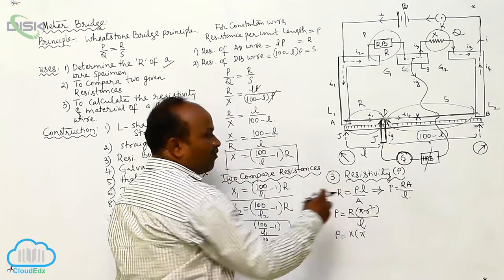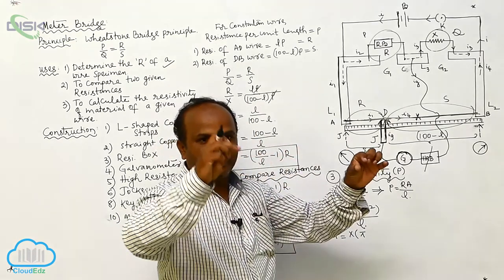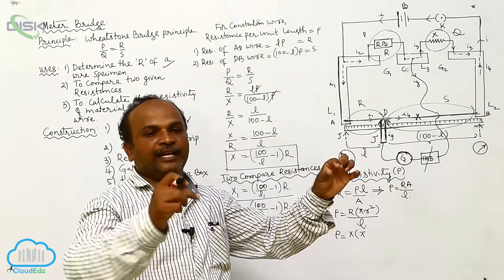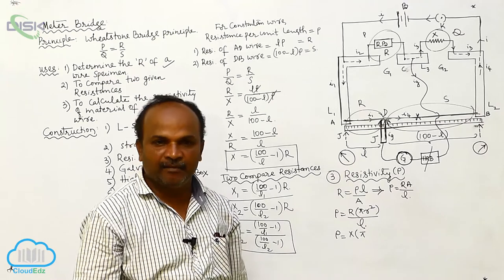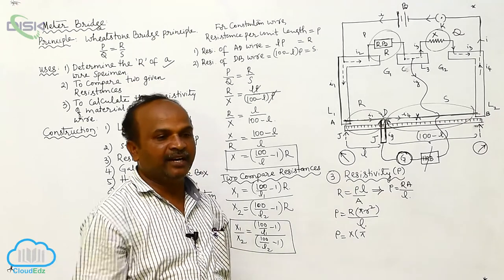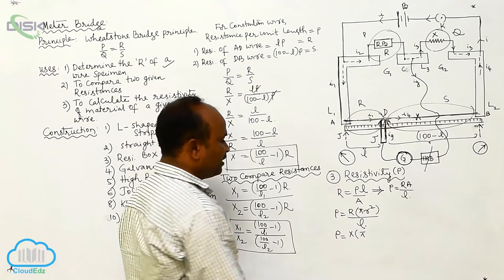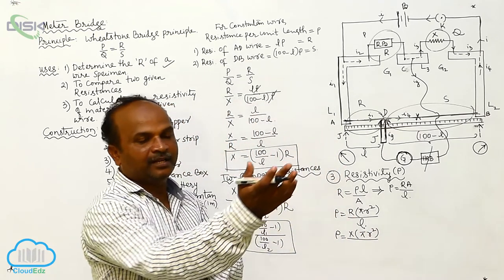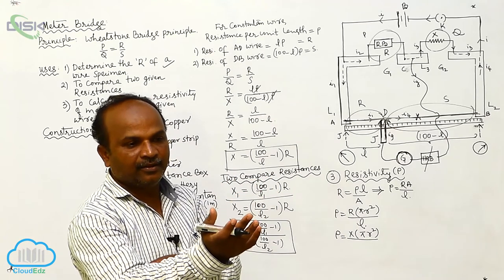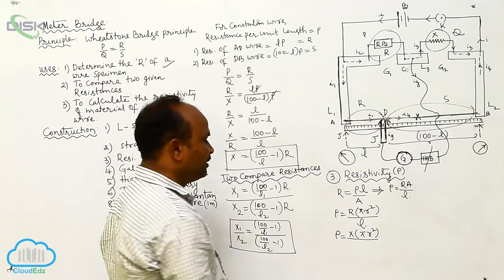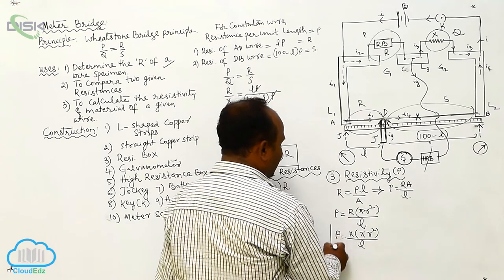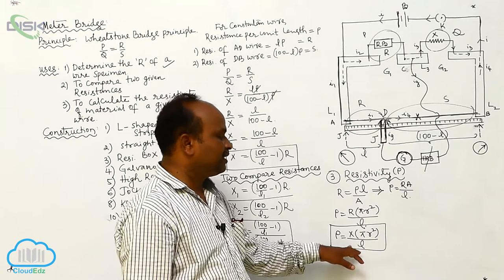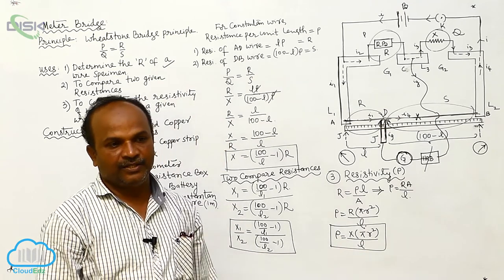Pi is a constant. For a wire there is a cross-sectional area. Using the screw gauge, you can measure the diameter, and diameter divided by two gives the radius, therefore r square. And for a given wire there is a length, which you can measure using the scale. By substituting those values in this equation, you will get the resistivity.